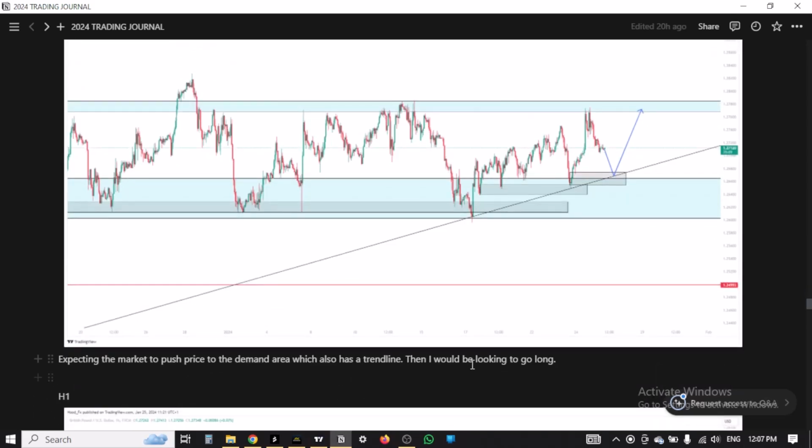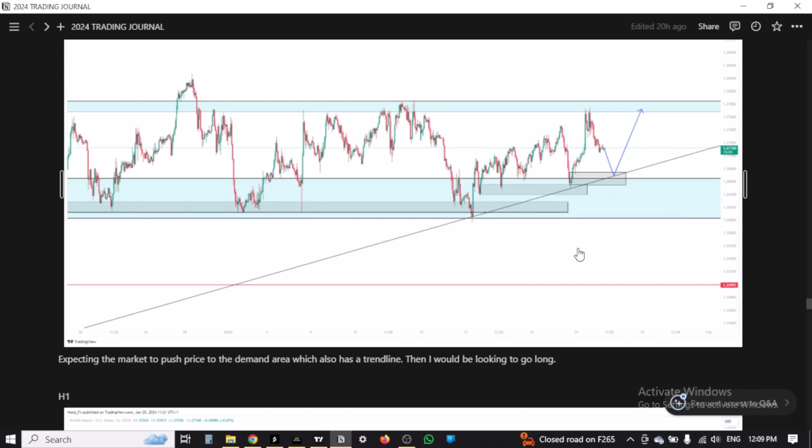Then I would be looking to go long. This was my first thought, that, okay, how the market moves sometimes, it doesn't just give you a smooth movement into where you're expecting it to get to. So price will just move. So this was the first expectation that I was looking out for: if price should sell off into this, I'll be buying from this point into this structure again.